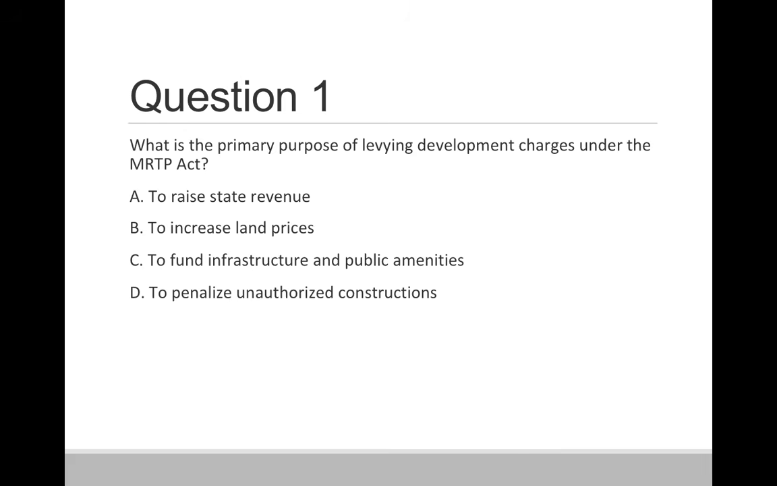Option A, to raise the state revenue. Option B, to increase the land prices. Option C, to fund the infrastructure and public amenities. And option D, to penalize unauthorized construction. So the correct answer is option C, to fund the infrastructure and public amenities.